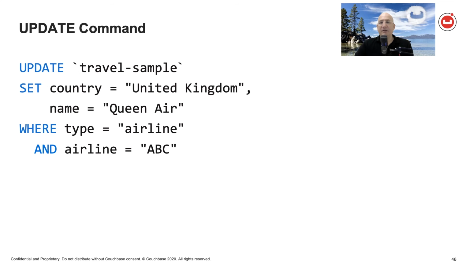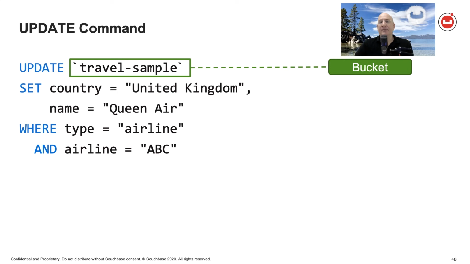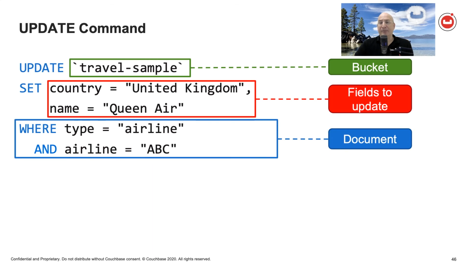The update command in NQL looks exactly like the update command in SQL, and it works pretty much the same. You specify which bucket you wish to update. The set clause specifies the fields you wish to update and the values to update, and each pair is separated by a comma. And the where clause specifies a logical expression that selects documents to update. Here, we'd like to update all the documents of type airline, and in the airline field, they need to have the value ABC.